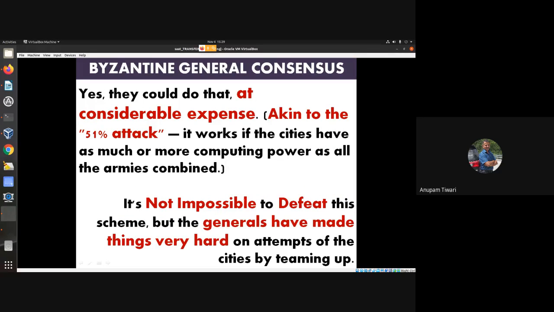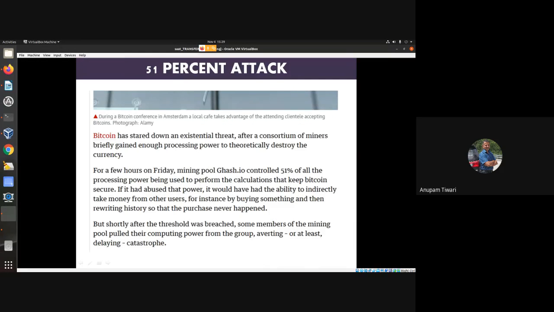But in the context of blockchain, it is known as the 51% attack. That means the cities have as much or more computing power as all the armies combined. Of course, it is not impossible to defeat this, but the general idea is that it is very, very hard. Now, when we speak about a scenario like this, is it possible? Yes, it has happened.